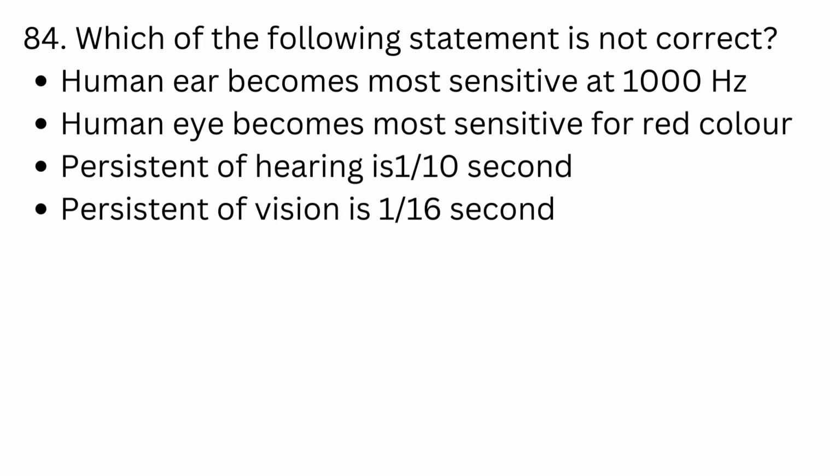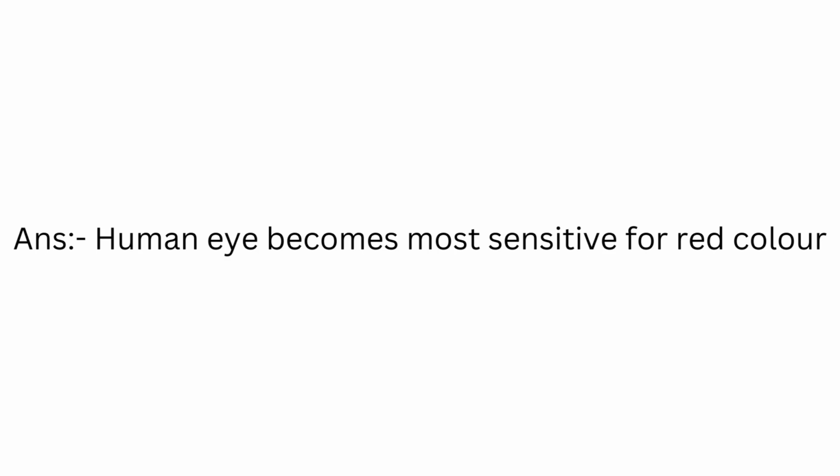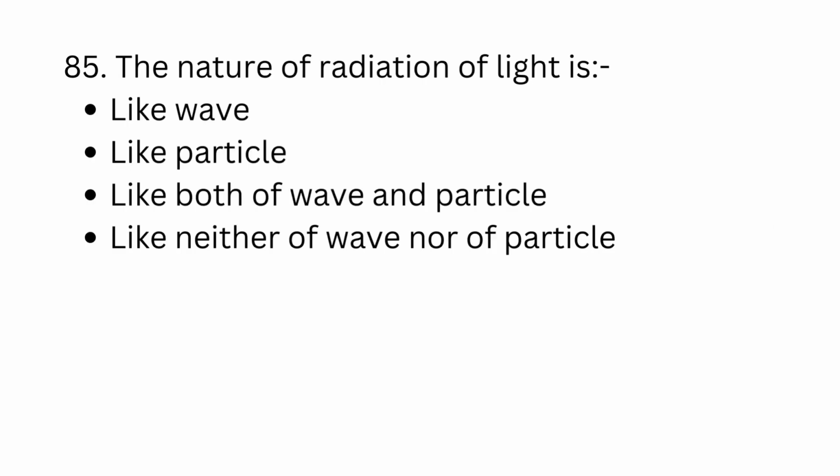Next question is: which of the following statements is not correct? Human ear becomes most sensitive at 1000 Hz. Human eye becomes most sensitive for red color. Persistence of hearing is 1 upon 10 seconds. Persistence of vision is 1 upon 16 seconds. So here the first, third, and fourth options are right, but the second option, human eye becomes most sensitive for red color, is wrong because in the last question we saw that for yellow and green color the human eye becomes more sensitive.